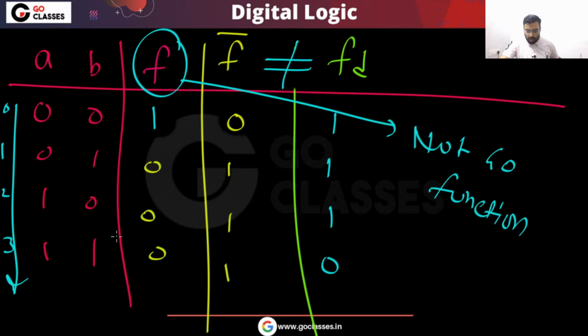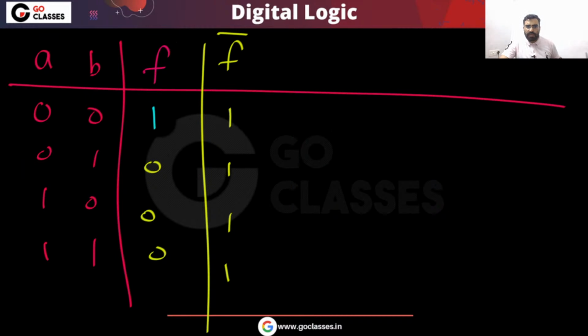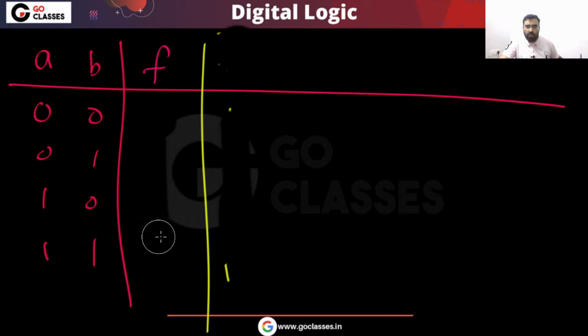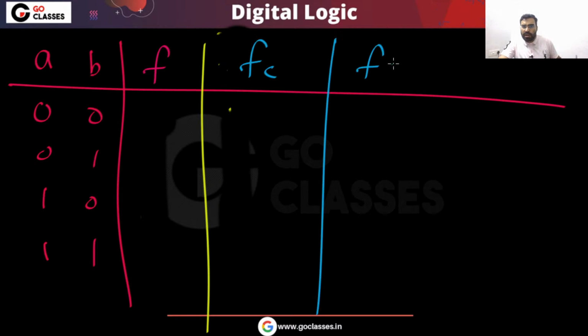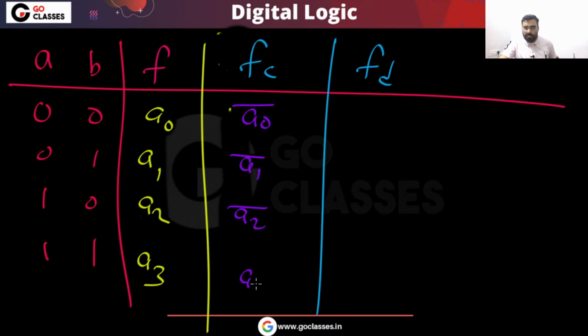Is this clear? What is a go function and what is not a go function? Finally, how many go functions are there? This is what we want to find out. Now remember, f complement should be same as f dual. What does it mean? If this is a0, a1, a2, a3, then f complement will be like this.